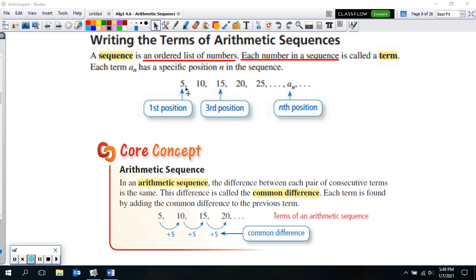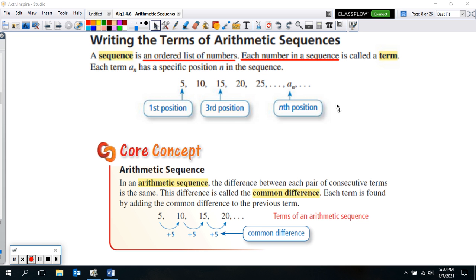And so we have a sequence right here as an example. So you have the sequence is just an ordered list. So we have 5, 10, 15, that's just a sequence. You can have a sequence of any numbers. And then each number in this is a term. So the first term, we call it first position, or you could say first term. So position and term are the same thing here. So the first term is 5, the second term would be 10, third position, third term is 15, and so on.